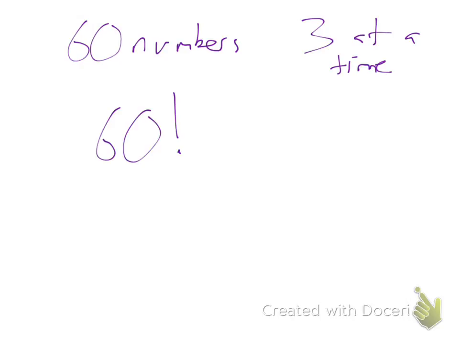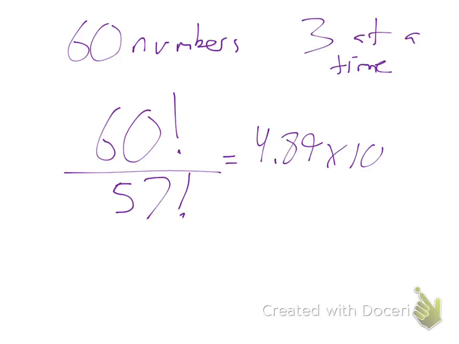60 factorial over 57 factorial. What do you end up with? 4.89 times 10 to the 48th power. So that would be 60 times 59 times 58, right? Yeah, that would be right. That just seems like a little big number. You divide that by 57 factorial?